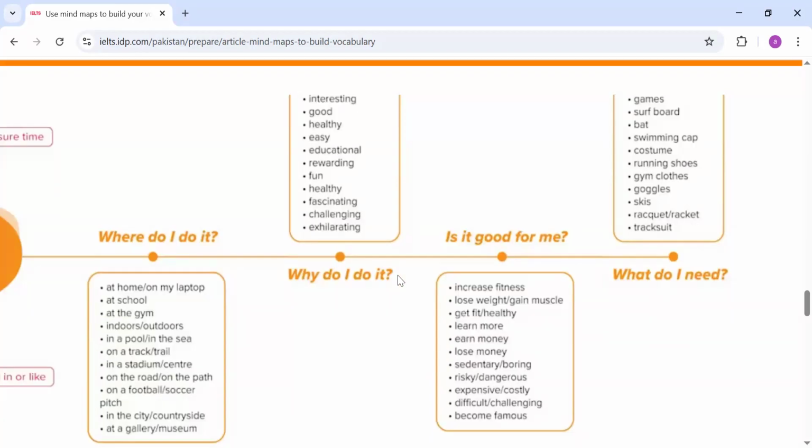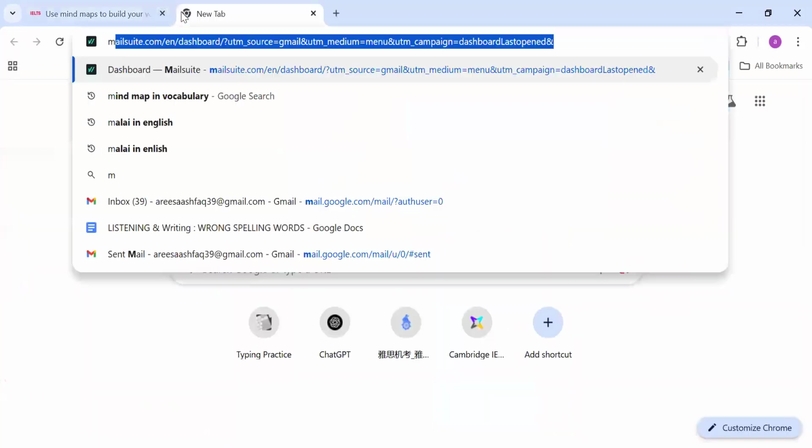So we can see there are different ways in which we can create a mind map. Let's search some mind maps.